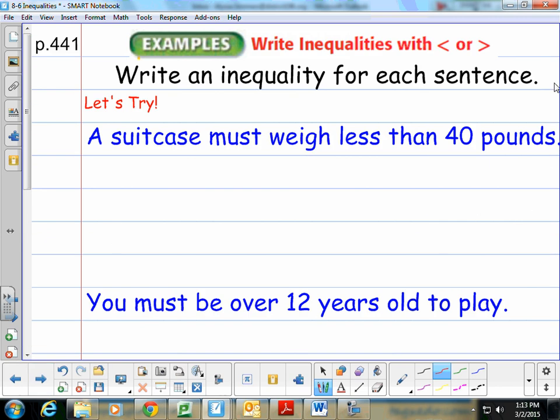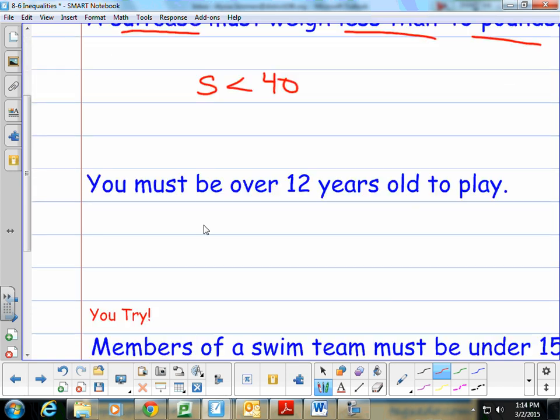So we're going to write an inequality for each sentence. So let's try together. A suitcase must weigh less than 40 pounds. So a suitcase, which we don't know the weight of, we know that it has to weigh less than 40 pounds. So we're going to read what we write. Suitcase must be less than 40 pounds. Simple as that. You must be over 12 years to play. So your age must be over, or greater than, 12 years old to play. So your age has to be greater than 12.